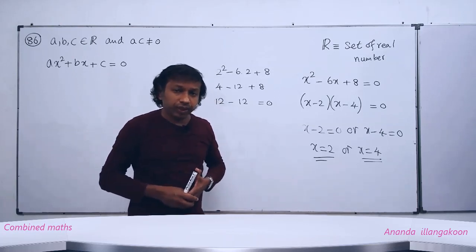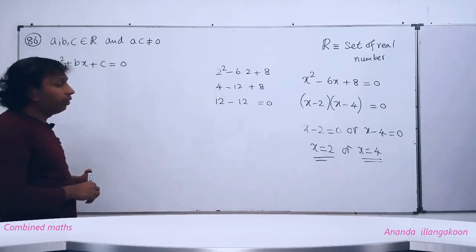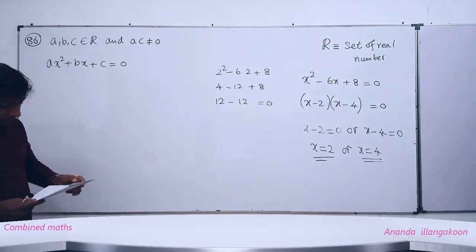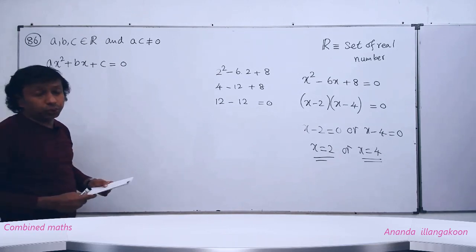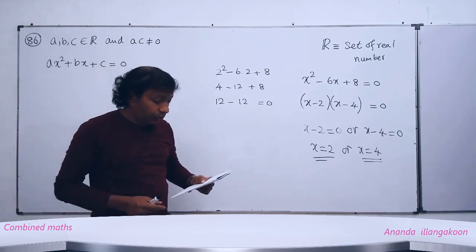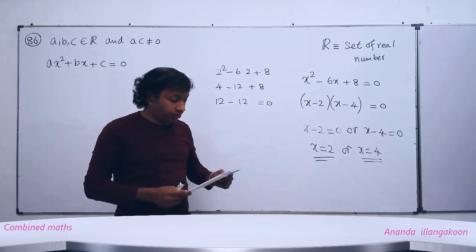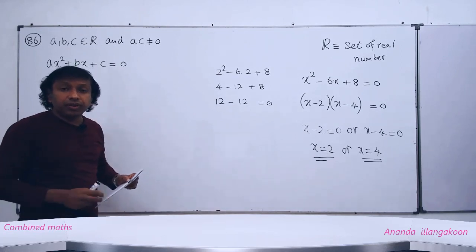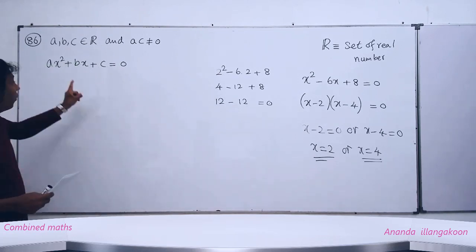Right, people? Now come to here. Now here you are given, what? Show that 0 is not a root. Show that 0 is not a root of the equation ax squared plus bx plus c equals 0. That means 0 is not a root of this.